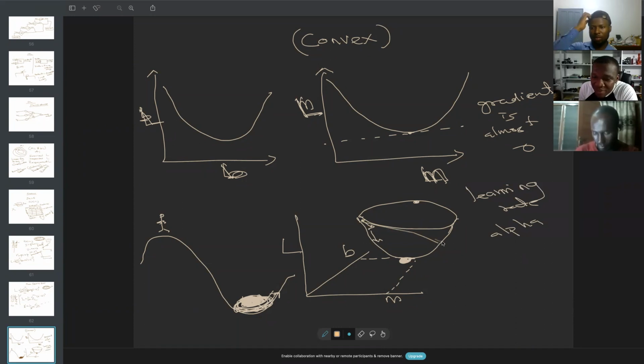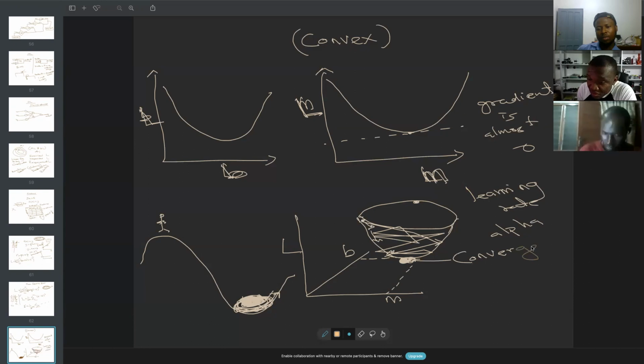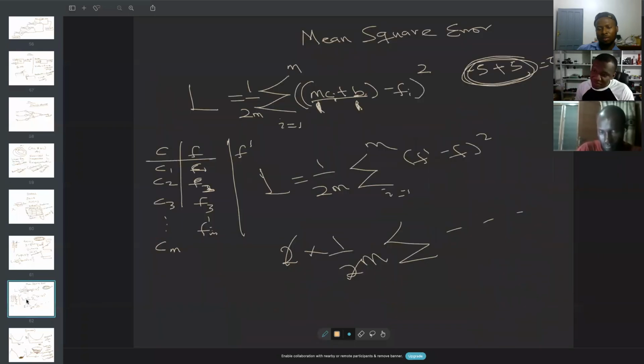Because you see, if it started from here, then it jumps here. Then it realizes I'm going up. Okay, let me come down. Then it jumps here. It realizes I'm going up. Let me come down. Then you see that your model will do this. So when the model finds the lowest point, we call it convergence. That means it has converged. When it converges, it means the loss is the smallest possible. And look at the calculation of the loss. So when you get a small loss, it means you are making good enough predictions.